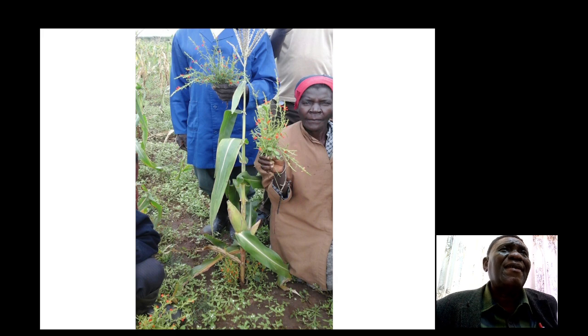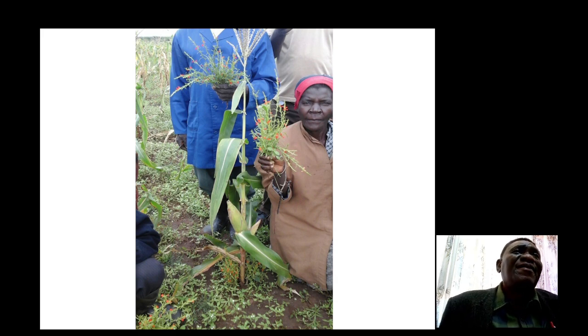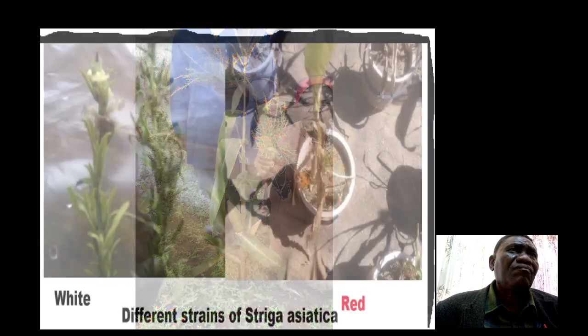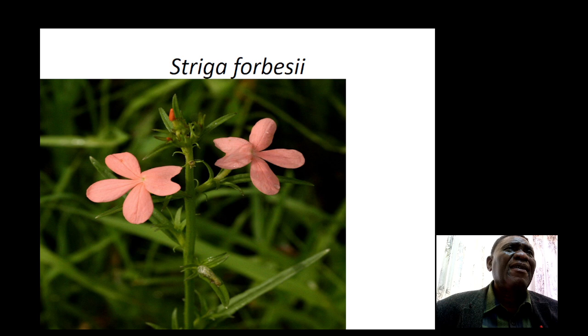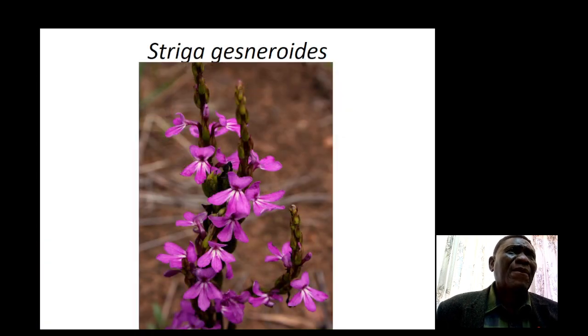Again, Striga asiatica. We can have a variety of Striga asiatica, white and red flowered, in this country. This is Striga forbesii, which attacks maize and sorghum on the heavy soils. Striga gesneroides, which can attack tobacco.